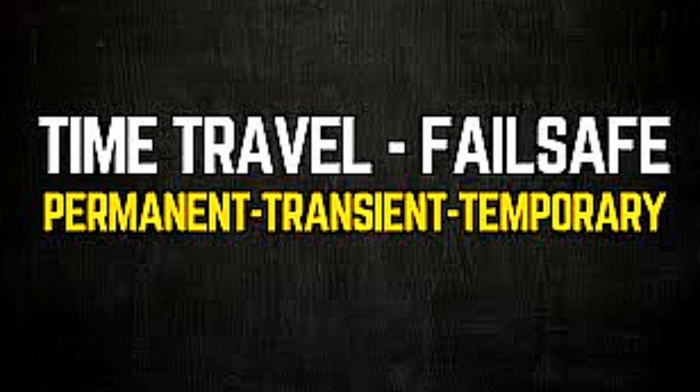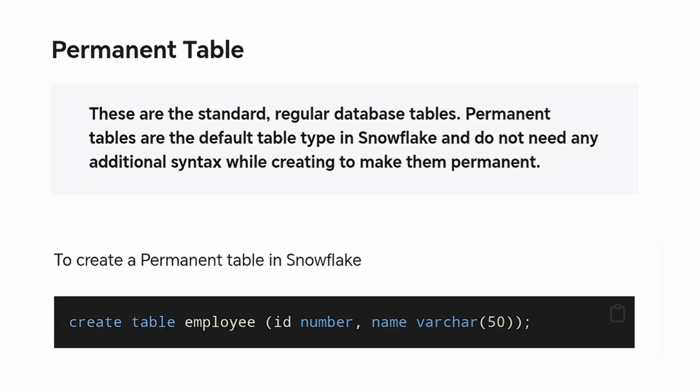Okay, let's unpack this core trio. We should probably start with the baseline, the one everything else gets measured against: permanent tables, the default standard. So permanent tables are the default workhorses. They're exactly what you get if you just run a standard create table command. No special keywords needed. You don't have to explicitly say permanent. Nope, because they represent that standard expectation: durable, long-term data storage. That's what most people think of when they just say table.